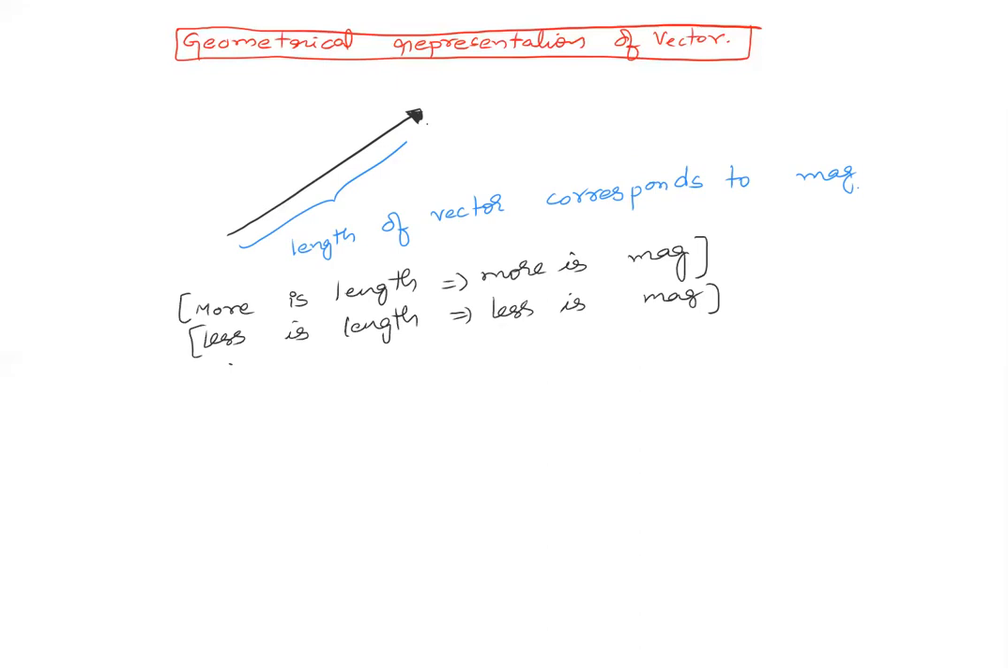Now geometrically, if you have a vector, this is the tail and this is your head or tip. From tail to tip, a directed line segment will indicate the direction. Tail to tip directed line segment will give direction. Tail to tip directed line segment అనేది మీకు డైరెక్షన్ ఇస్తుంది.